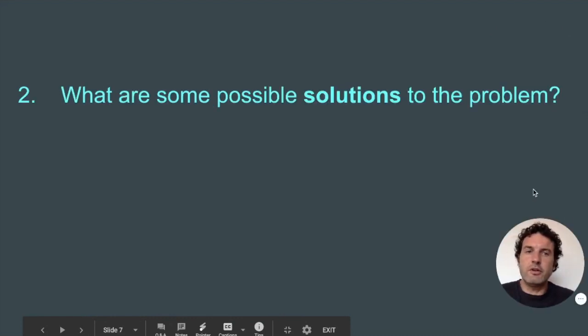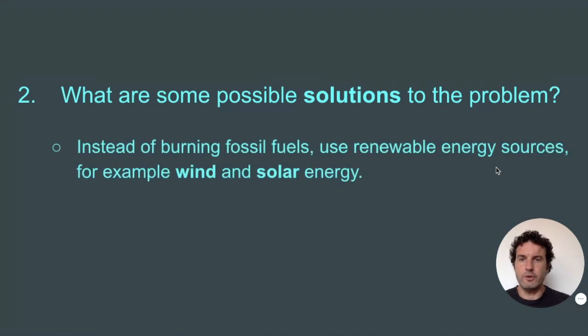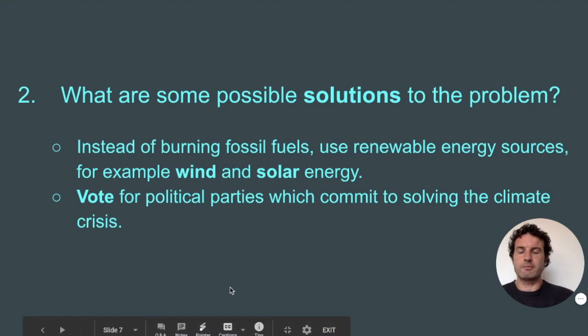Next, I had a look at some solutions to the problem. And on the video, there were 2 very good solutions which were talked about. So they suggested that instead of using fossil fuels, we should be using renewable energy, for example, wind and solar. Another example of a solution which I found online was this one. So I found an article which said the best solution to climate change is to vote for political parties in your country which say that they are going to solve the climate crisis.